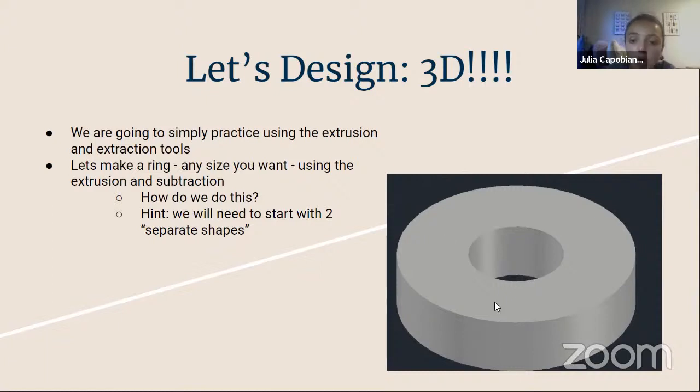So we want to make this sort of ring. So what we're going to do is we're going to go back into AutoCAD and we're going to make a shorter cylinder, and then we're going to cut a hole through it, which we haven't done yet. So I'm going to teach you guys how to do that.